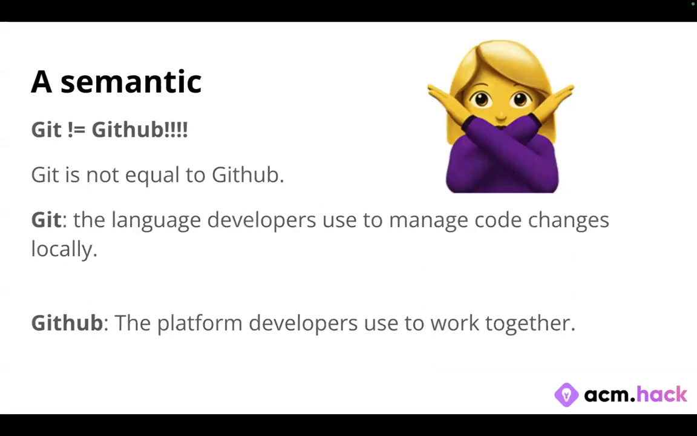Also, one more semantic: Git is not the same as GitHub. Git is the language that developers use to manage code changes, and GitHub is the general platform that developers are actually using to work together. So the hub is a big distinction between those two.